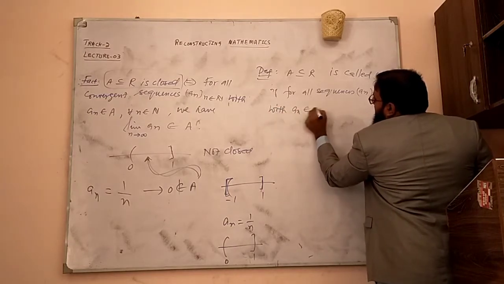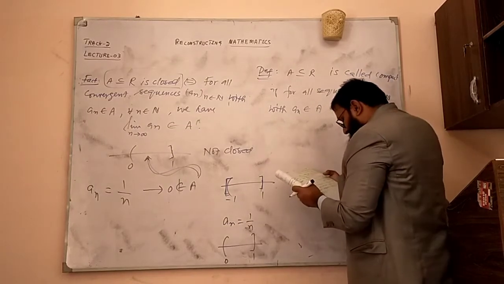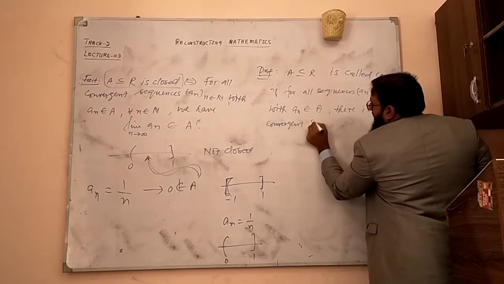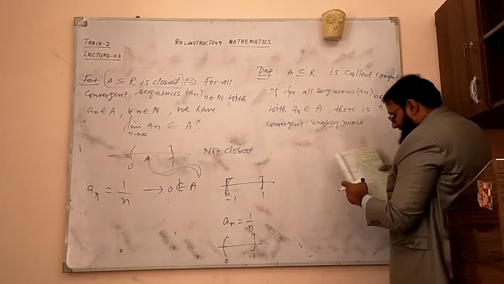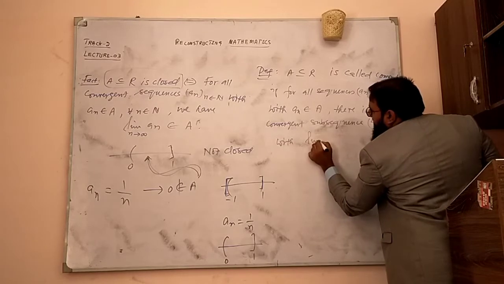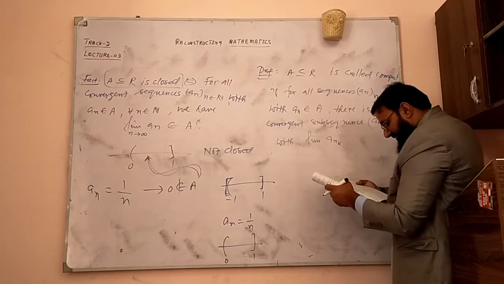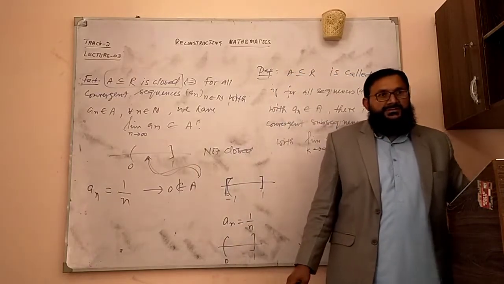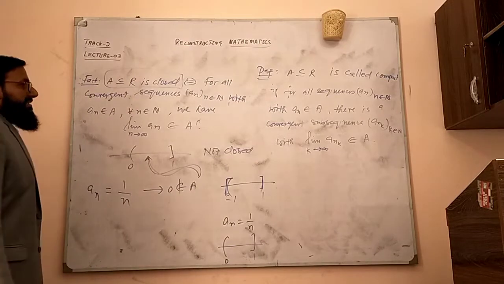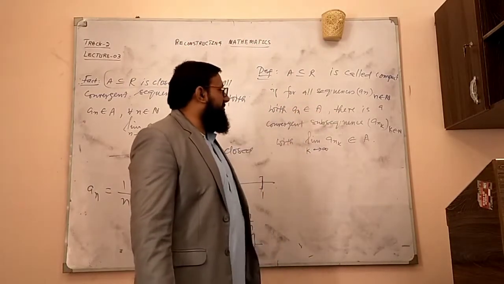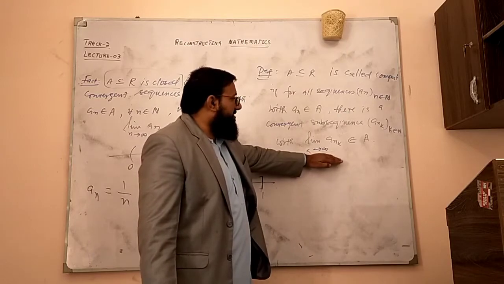With each and every term belonging to the set A, the same thing is there, I think. There is a convergent subsequence a_{n_k}, with n_k in the set of natural numbers, and the limit of this subsequence as k goes to infinity belongs to it. This is similar to that. So a set is called compact if for all sequences with all the terms in this set, there is a convergent subsequence. You take a convergent subsequence of that sequence, then the limit of that convergent subsequence must lie in your set.